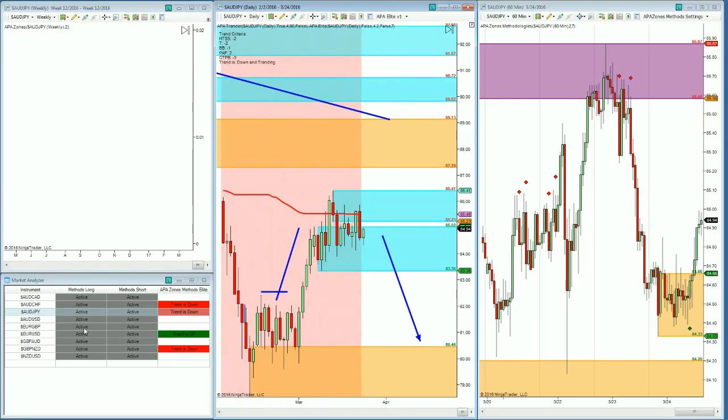I want to be playing with the trend as much as possible, and you just have to wait patiently until that proper setup is put in place by price action.